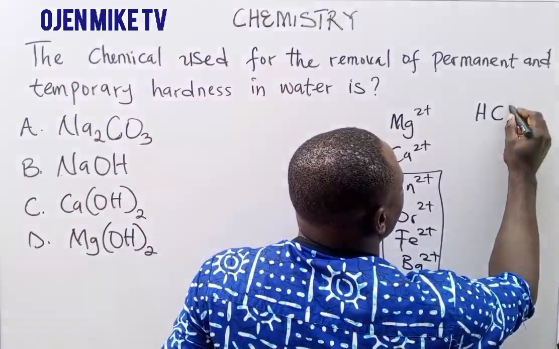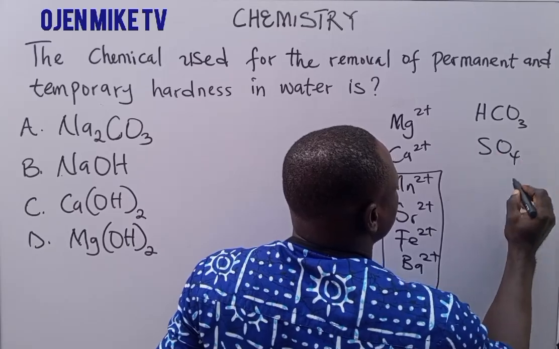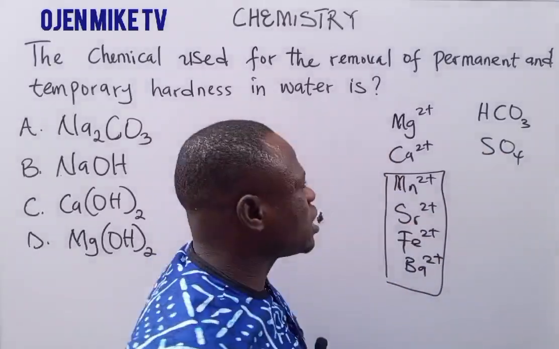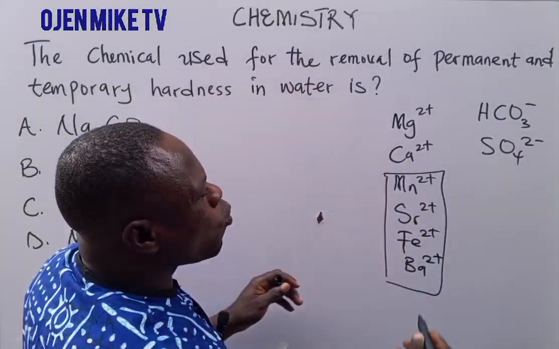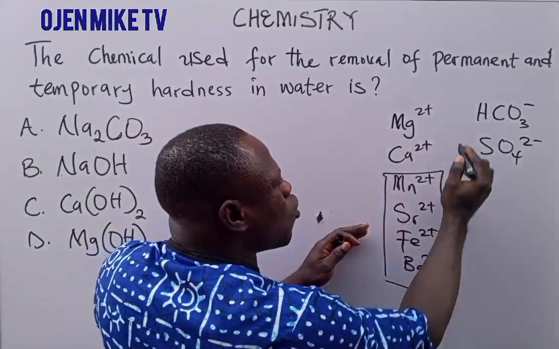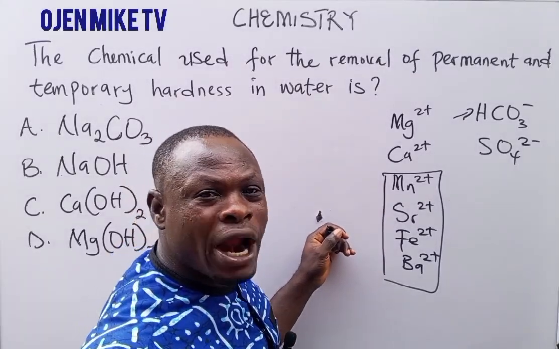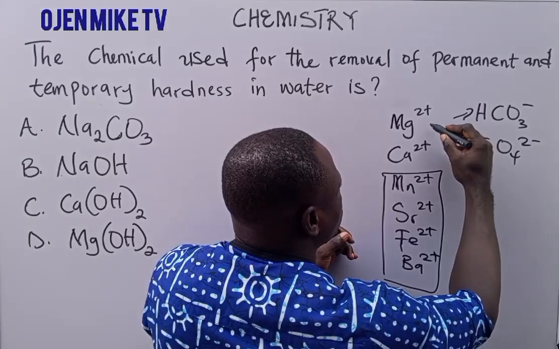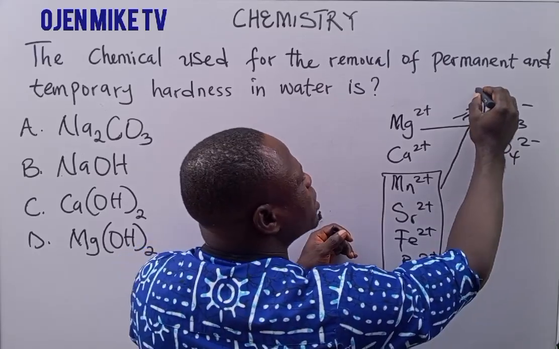We have bicarbonate, and what? And sulfate. Bicarbonate and what? And sulfate. Do you get that? Now, when these ions combine with bicarbonate, it forms what? It forms temporary hardness of water. When all these ions combine with this one, it forms what? Temporary.